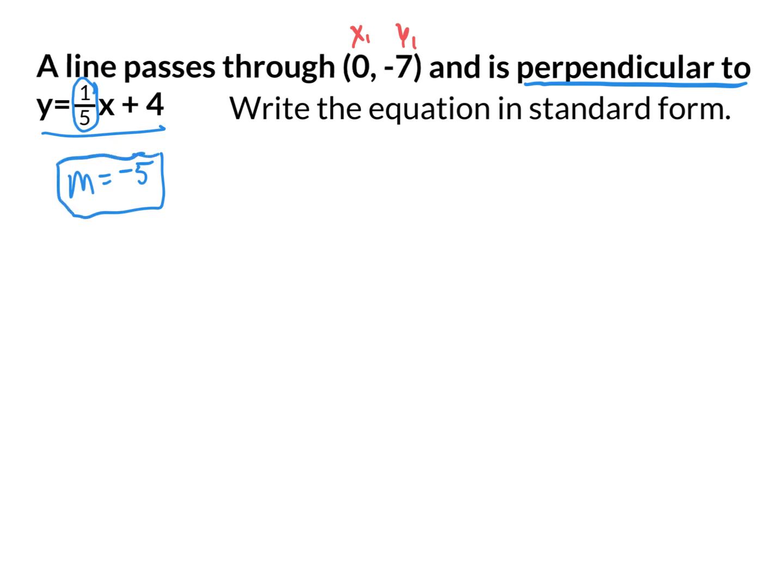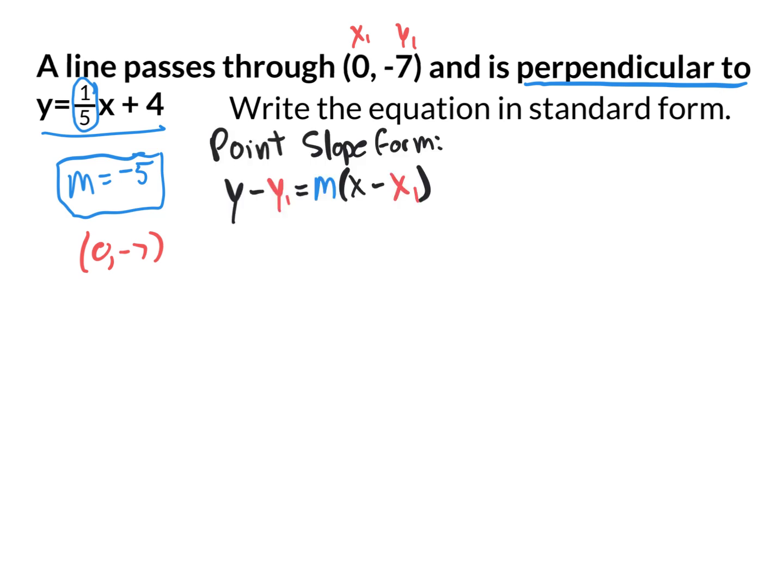So in reality, when we read this sentence, we have the information of a point, (0, -7), and a slope. So most of us would immediately say, I'm going to jump right into point-slope form, which is y minus y1 equals m parentheses x minus x1, right? I mean, makes total sense. They gave us a point. They indirectly gave us a slope. Point-slope form would be a great idea.